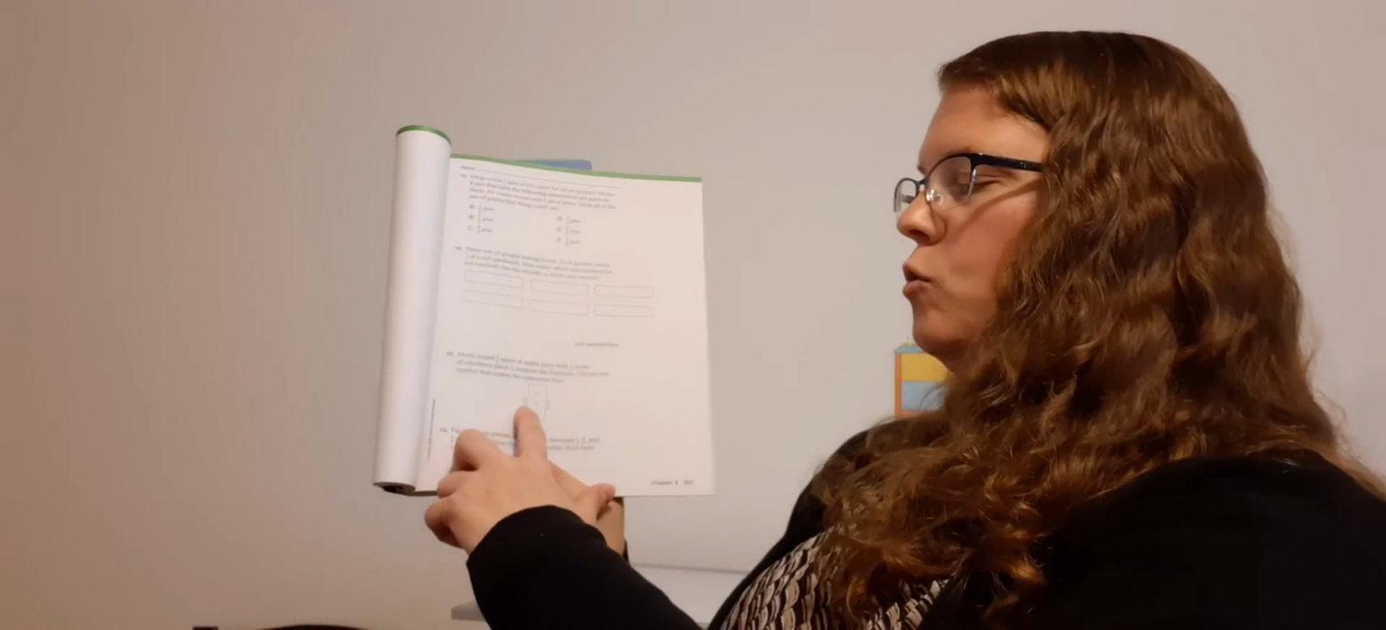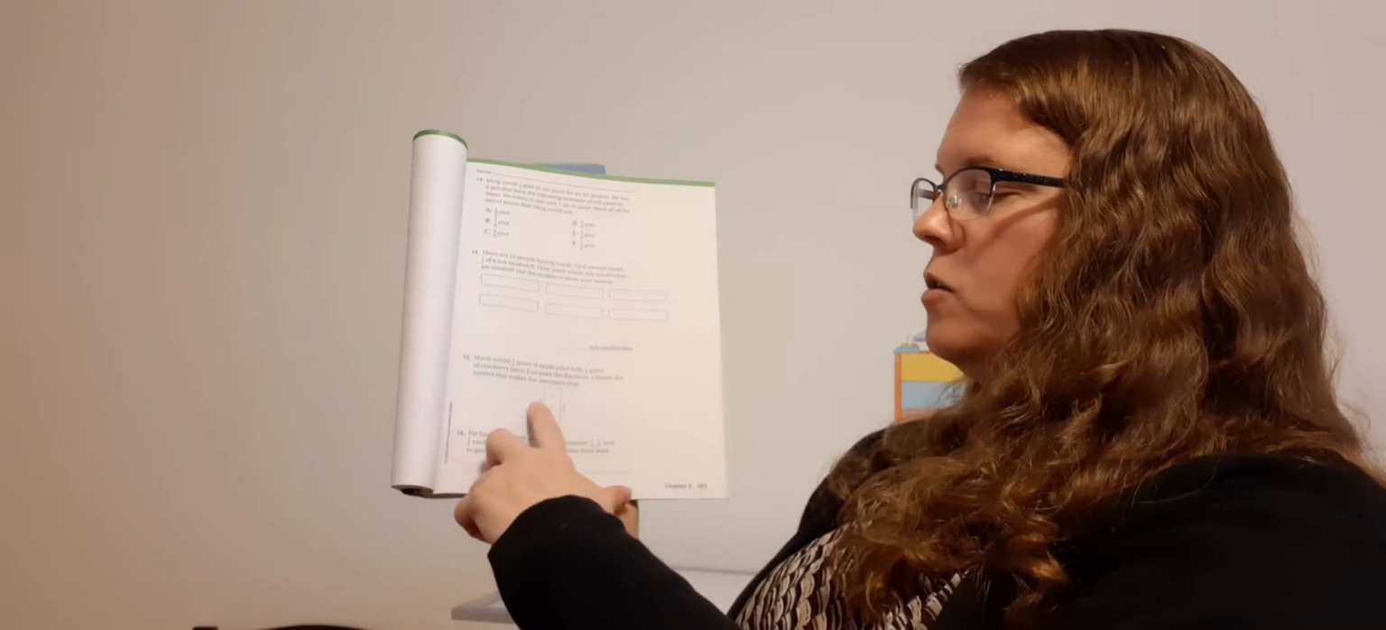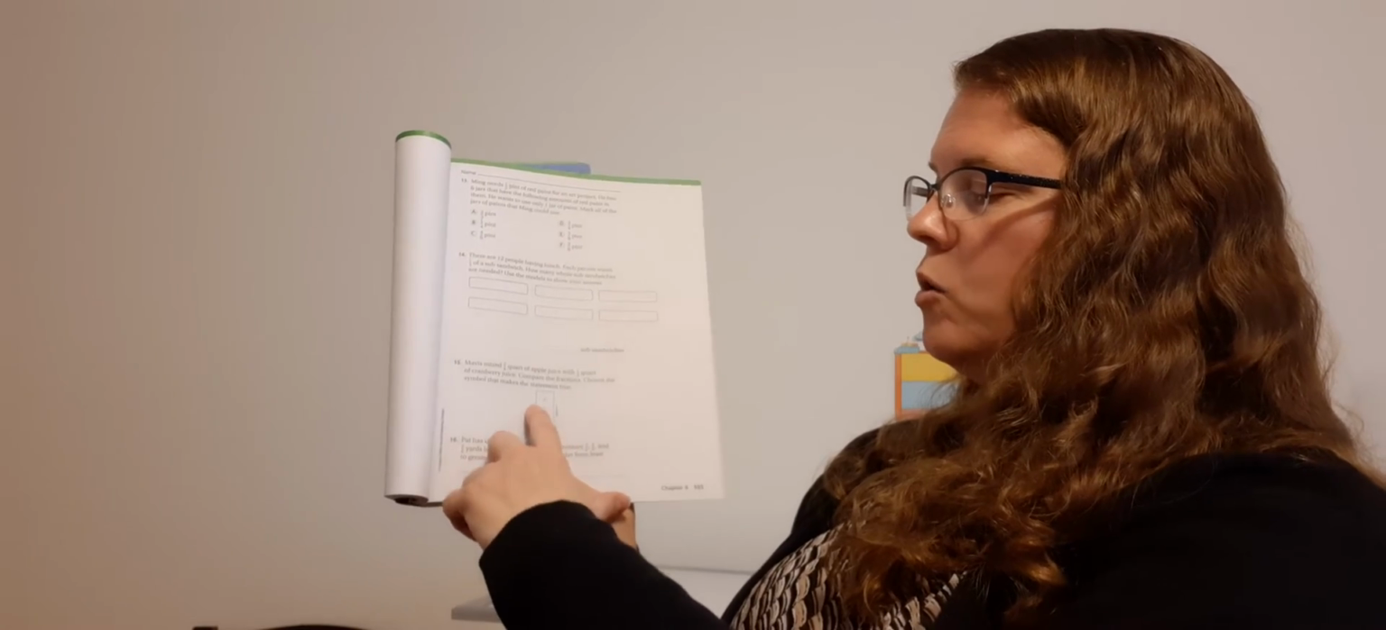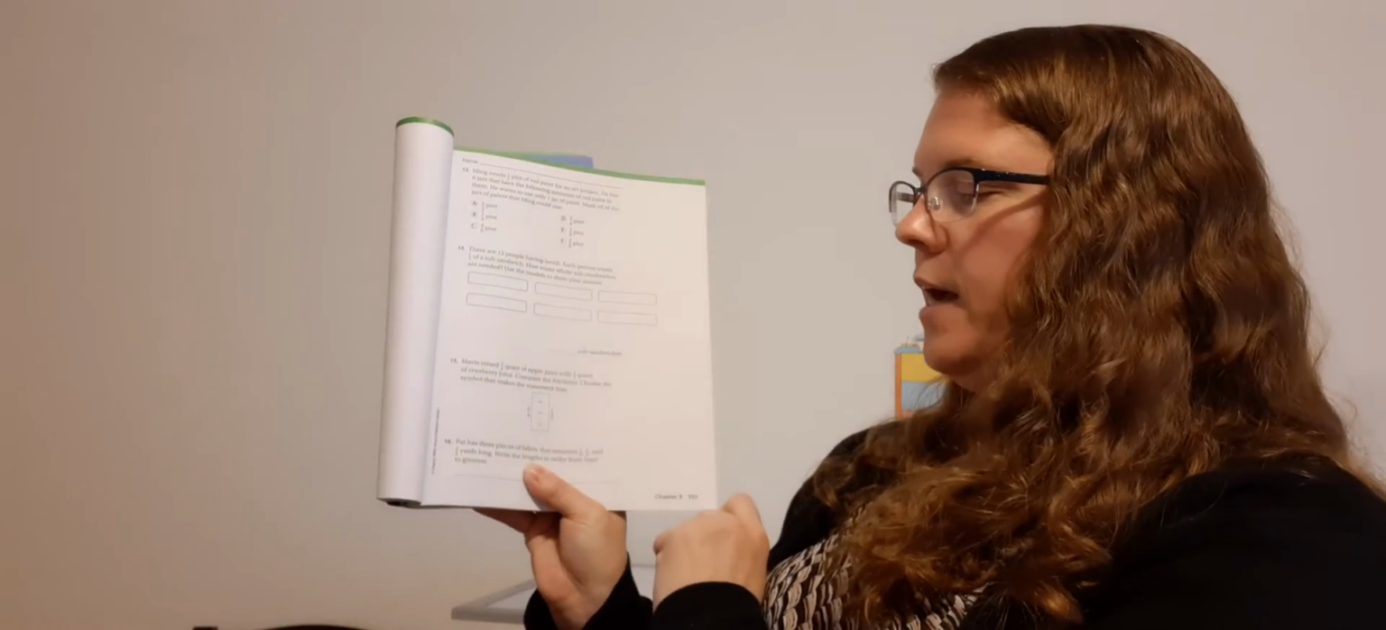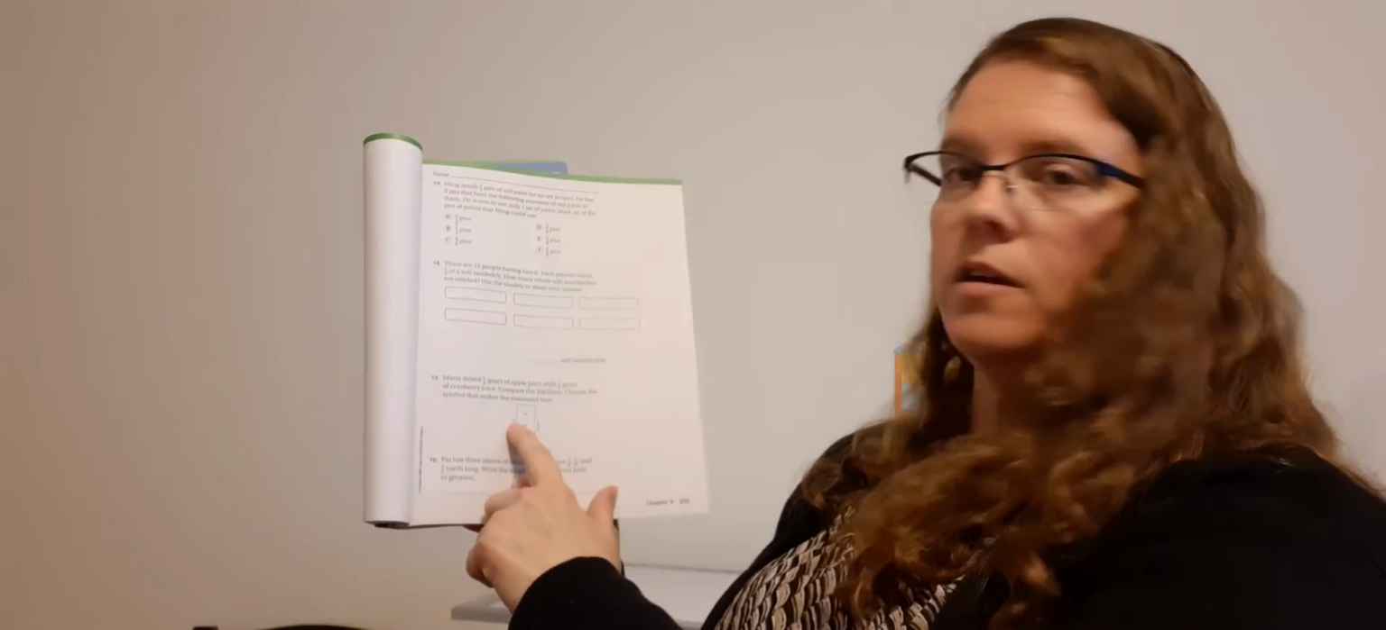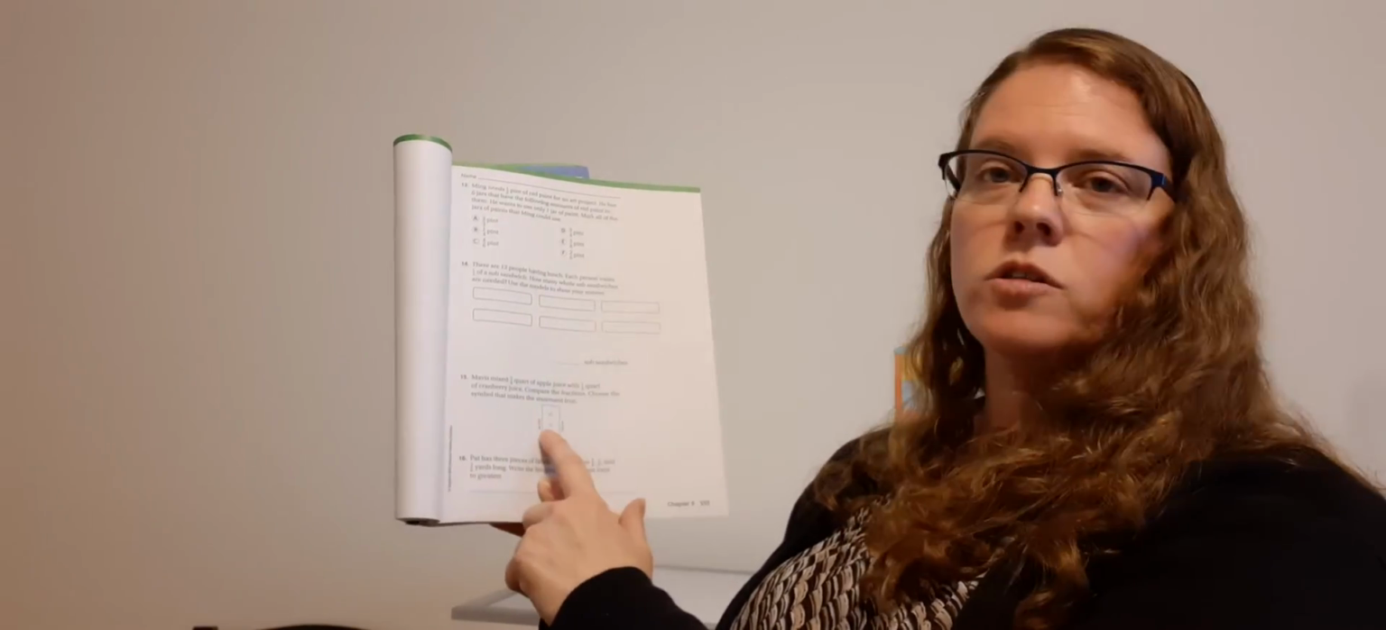Mavis mixed 2/4 quart of apple juice with 1/2 quart of cranberry juice. Compare the fractions. Choose the symbol that makes the statement true. So is 2/4 less than 1/2, 2/4 equal to 1/2, or 2/4 greater than 1/2? Well, look at my numerators. Are they the same? Denominators? Nope. So we need our fraction strips. Okay? So fraction strips, we need halves and we need fourths.